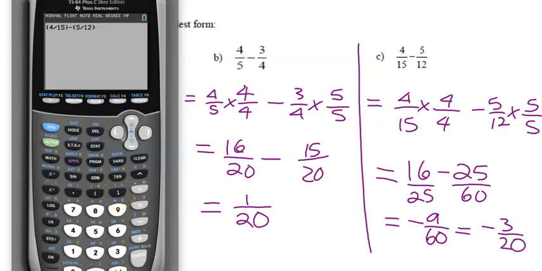Now if I hit enter, it's going to give me a decimal. Right? I don't want that. I'm going to go straight to the fraction. So I go math to frac. It converts it to a fraction, and we get negative 3 over 20. If you have the older TI-83, it's going to be negative 3 and then a slash 20. It doesn't display the fancy fractions. Okay. Doesn't matter.